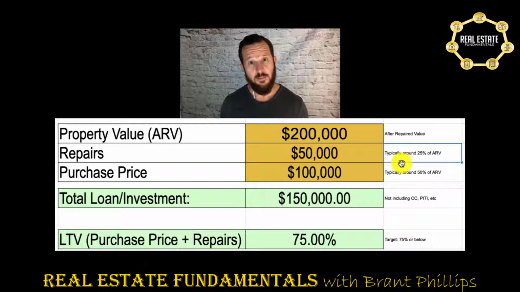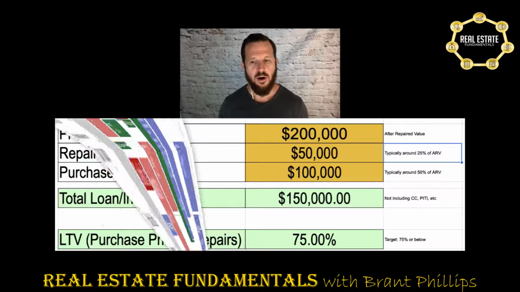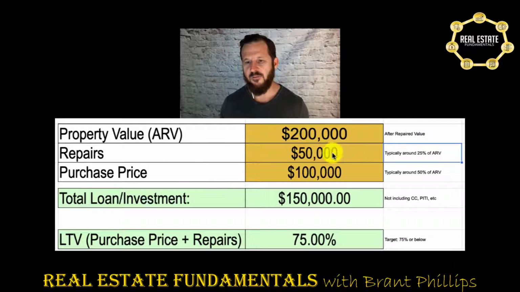Because typically we're buying distressed properties, and most properties that we buy, we're going to spend about 25% in repairs of that ARV. This is not a hard and fast rule. This is a general rule of thumb, okay?